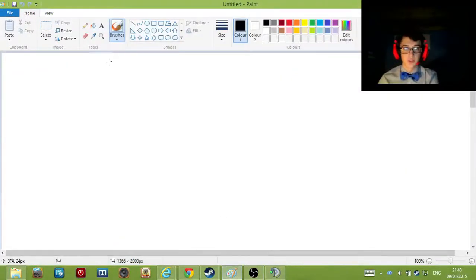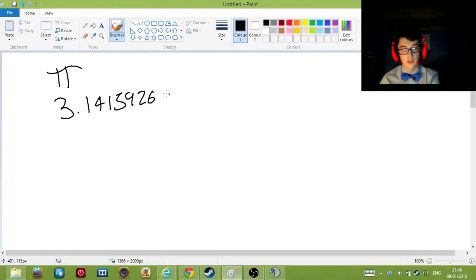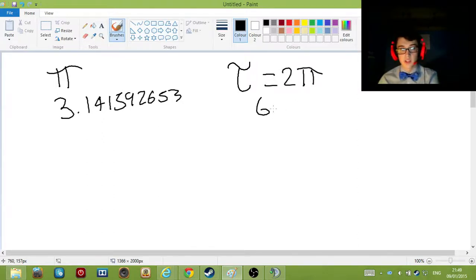Okay, so today we're going to be talking about something that's had quite a lot of debates in the mathematical world, and that is whether or not we should use pi, as we all know, at 3.141592653, or tau, which looks like a pi symbol like this, but like this, and this just equals 2 pi, so that would be 6.2830.